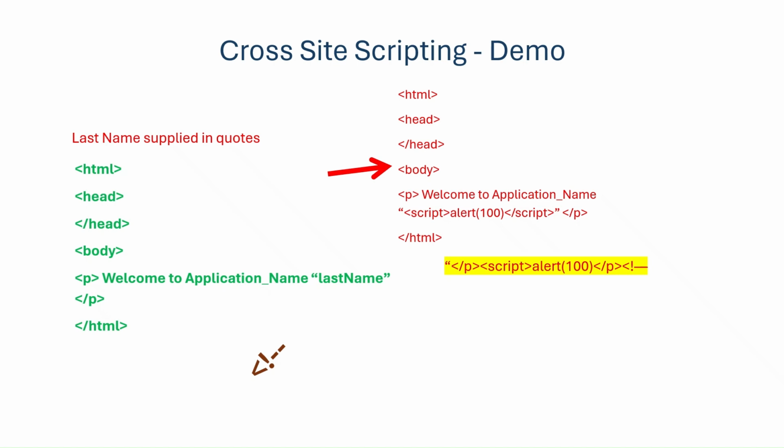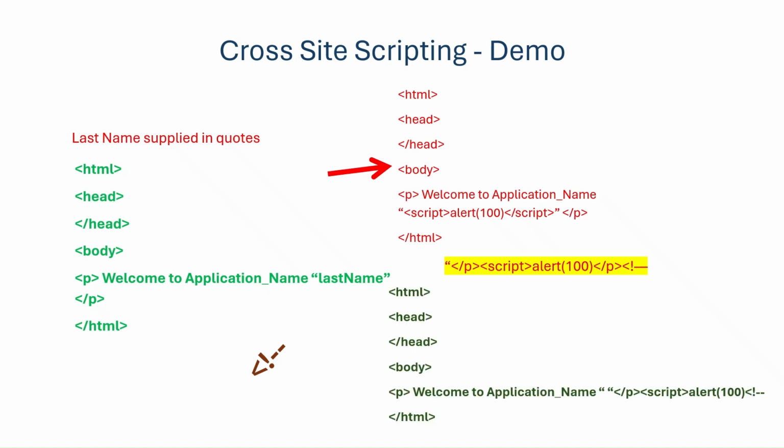Now your code will look like what you see on the screen, where the last name is more like an empty string, or there is not a last name at all, but the script that we actually supplied is already there, and this will now execute because there is no syntax error.